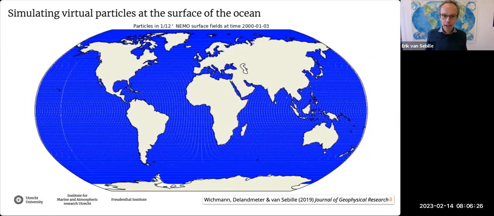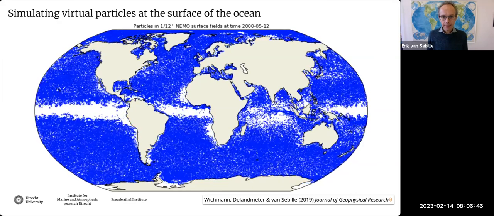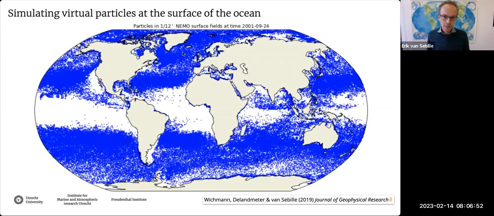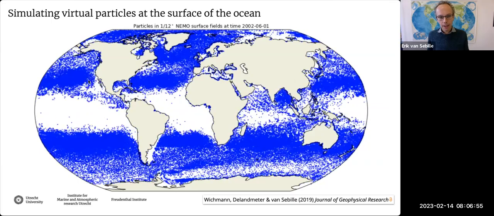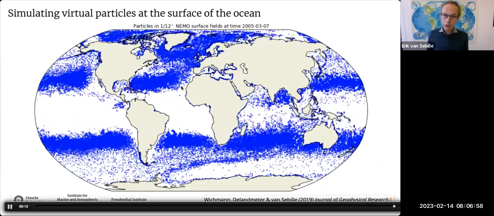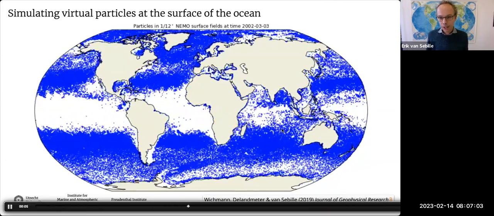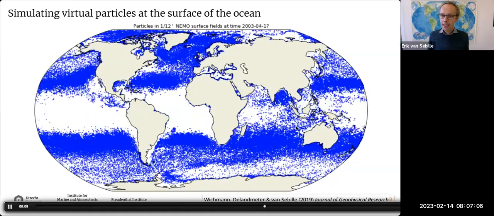This is a simulation done by David Wichmann, who was a PhD student in my group, and he just very simply took a global 1/12 degree surface flow field and started that with a uniform concentration of particles. If you integrate those virtual particles forward in time, what you see is that very rapidly the equator clears out and areas of accumulation appear here in the subtropical gyres. The famous garbage patches in the North Pacific, the North Atlantic, the South Pacific, South Atlantic, and the Indian Ocean, of course.